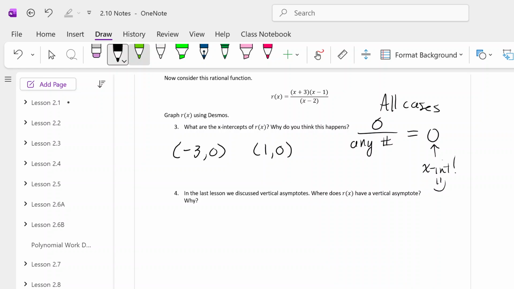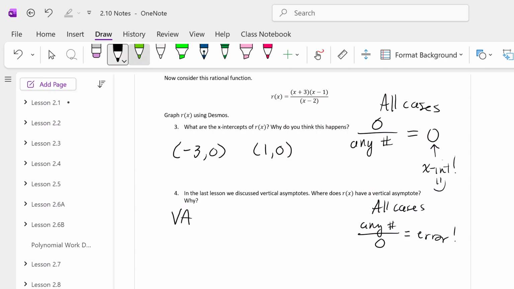Now, considering the denominators, things get different, because in all cases, any number divided by 0, anything divided by 0 causes an error. And the word we've been using is undefined. So it causes a problem, which means the graph can't exist at that point.